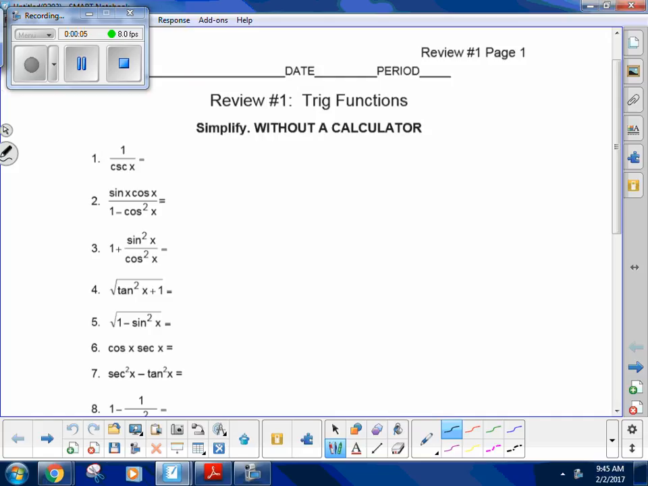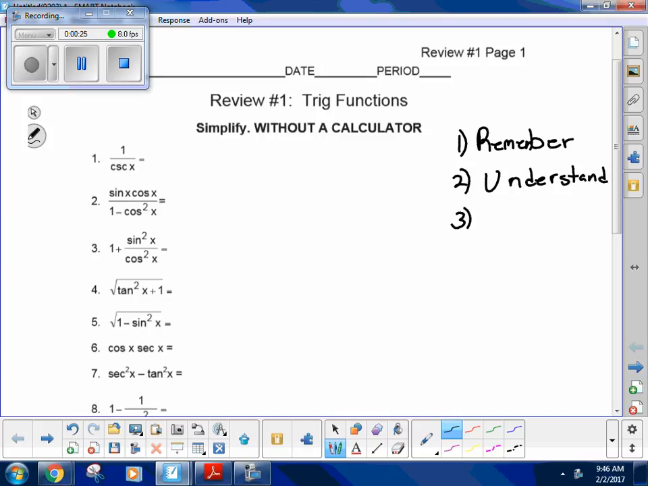Before I get started, just an important fact. There's three things I'm going to write down. You need these three things as a minimum in order for you to be successful tomorrow when you take this test. You have to be able to remember. You have to be able to understand. And finally, you need to be able to apply. You need these three as a minimum in order for you to say that you feel ready to take tomorrow's test.